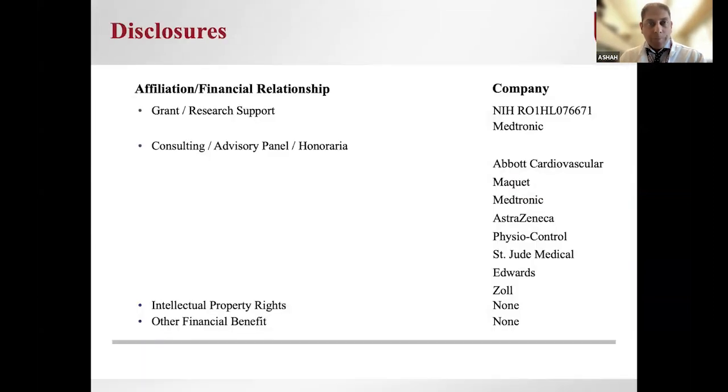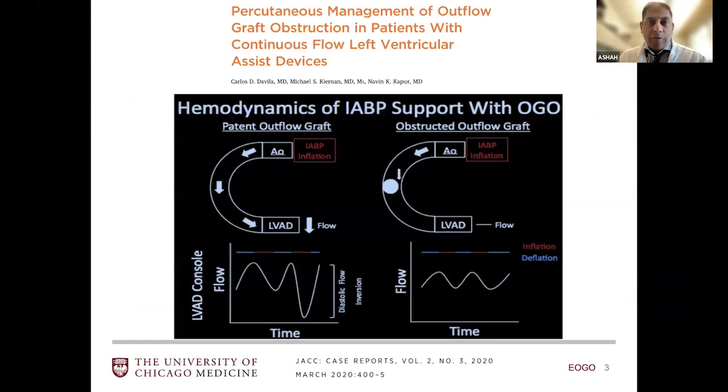These are my disclosures. And from a very nice slide from Dr. Kapoor, illustrating the hemodynamics of balloon pump support with outflow graft obstruction. If there's a patent outflow graft, the balloon pump can augment flow as necessary. However, if there's obstruction in this particular study, there's decreased flow.